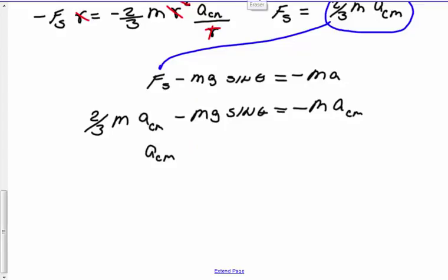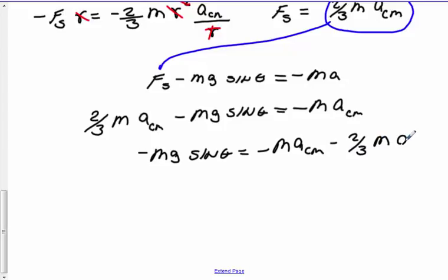I'll rewrite that again, sorry. Move this over to the other side here. I'm going to get minus mg sine of theta is equal to minus m acceleration of center of mass minus 2/3 mass acceleration of center of mass. Okay, I'll cancel out my m's here, here. I'll cancel out my negatives here, here, and here.